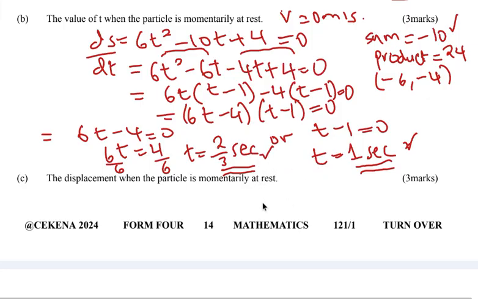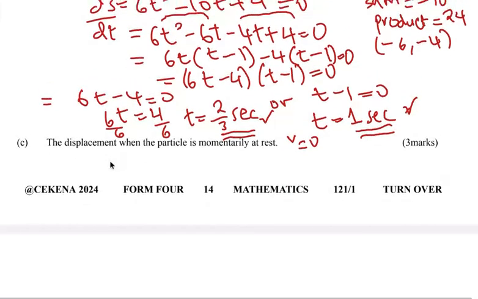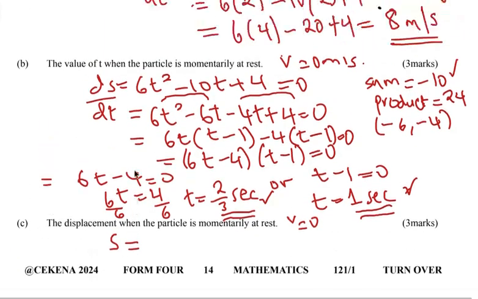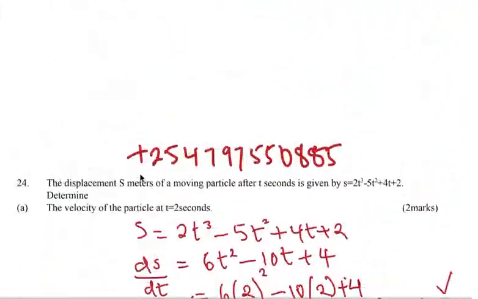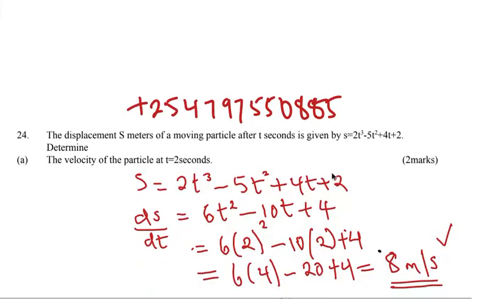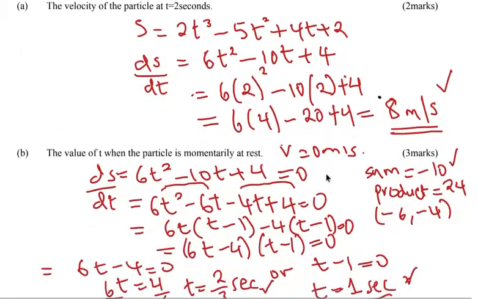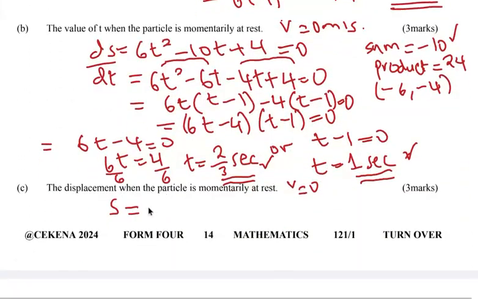Question C, wameuliza the displacement when the particle is momentarily at rest. So hapa pia velocity equal to 0, lakini sasa umeambia displacement, haujaambia velocity. So your displacement function tulijua ni ngapi? S equal to, if I remember carefully, your displacement function is 2t cubed minus 5t squared plus 4t plus 2.